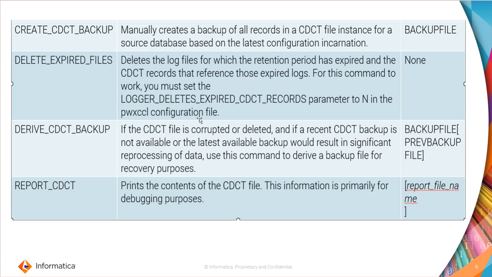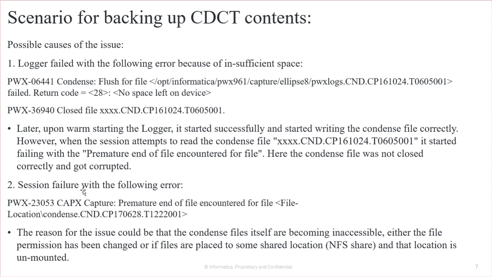So we will deal with three main categories: creating a CDCT backup, restoring CDCT backup, and report underscore CDCT. You may ask under what scenarios we need to perform this. For example, the logger is failing with the message, flush for file. This shows that after warm starting the logger, it started successfully and started writing the contents files correctly. However, when a session attempts to read the contents file, it shows a premature end of file, which means that particular contents file got corrupted.